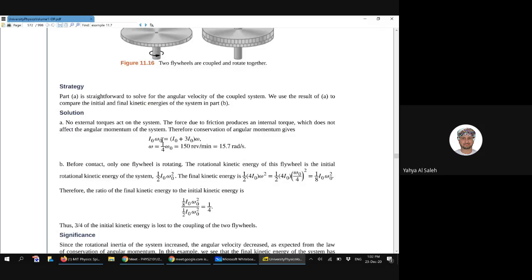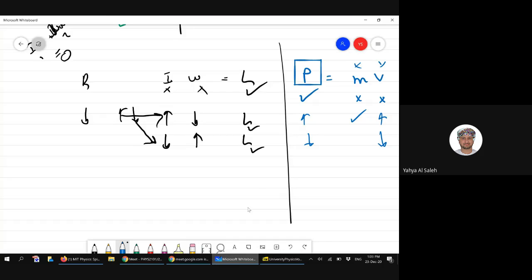I naught omega naught. Why am I unable to choose this? Okay, this is the initial L of the rotating thingy. I naught omega naught is equal to, later on, I increases: I naught plus 3 I naught, because that top thing is heavier, times omega. Now we can immediately say, okay, this is what happened. We had I omega, then we had I omega. They need to be equal.